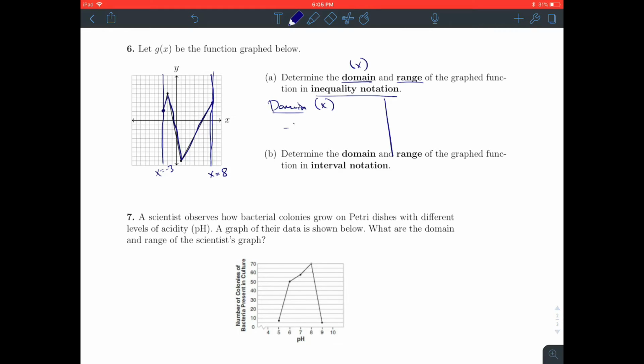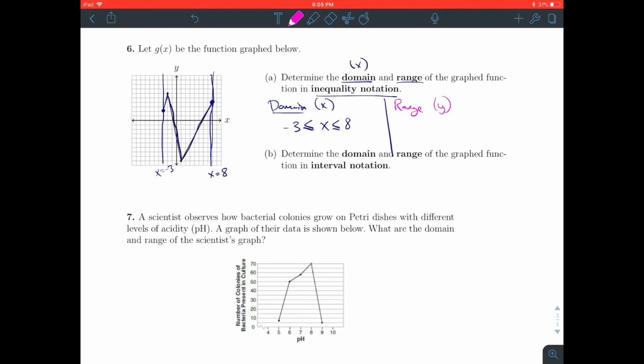That means that our domain is -3 is going to be smaller than all of the x values that are in between, and all the x values that are in between are going to be smaller than 8. And lastly, because we have solid bubbles at both ends, both of those points are included. And so we have -3 is less than or equal to x, which is less than or equal to 8. For the range, we're going to be doing the exact same thing, except in the y direction.